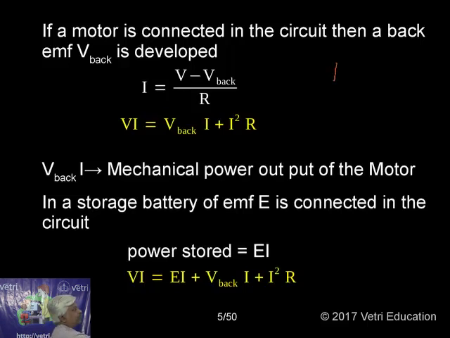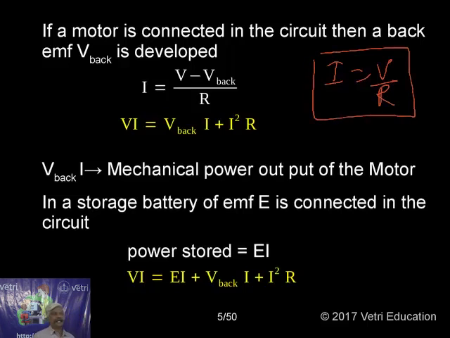Simply, we know Ohm's law, I is equal to V by R. If a motor is separate, the current is V by R. If the motor is connected in the circuit, then back EMF is developed. Therefore, we have to subtract the back EMF from the voltage. Therefore, I is V minus V back by R.